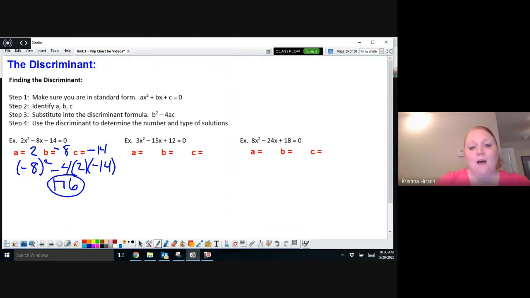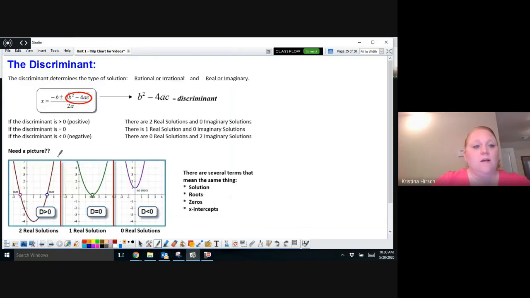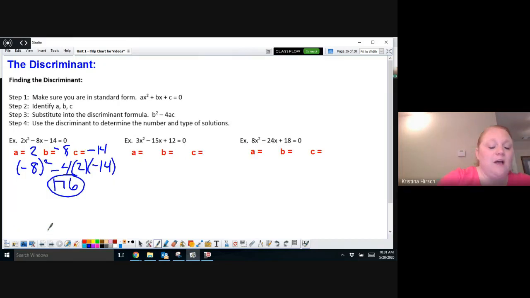What does that tell me about the type of solutions that I have? If we look back at our chart, if the discriminant is greater than 0, positive, it's going to have 2 real solutions and 0 imaginary solutions. Because it's positive, greater than 0, I'm going to have 2 real solutions. You could put 0 imaginary as well if you wanted to.